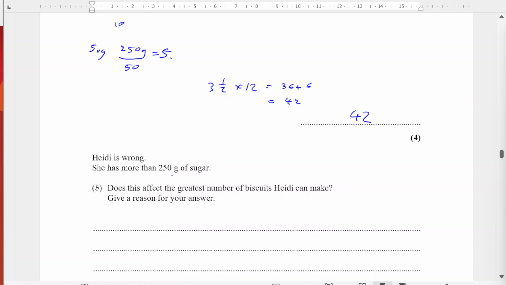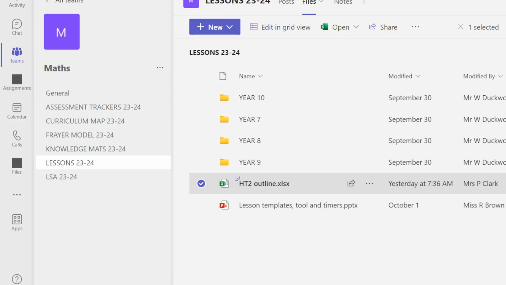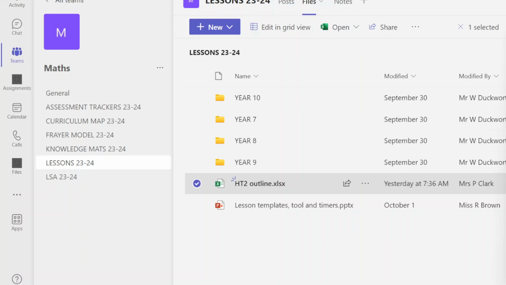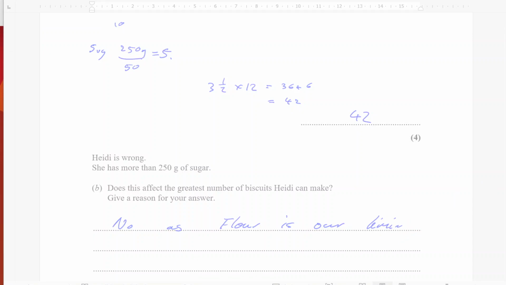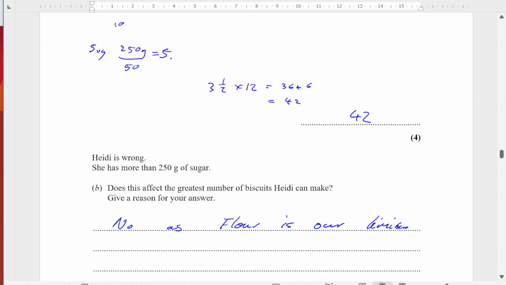Heidi is wrong. She has more than 250 grams of sugar. Does this affect the greatest number of biscuits Heidi can make? Give a reason for your answer. Does this affect it? No, as flour is a limiting factor. By that I mean we could only make more if we had more flour.